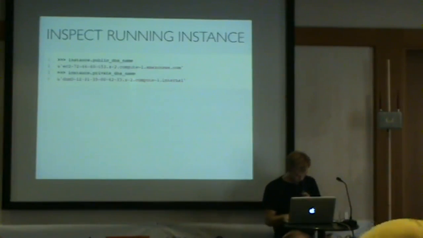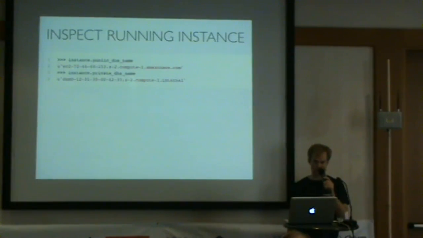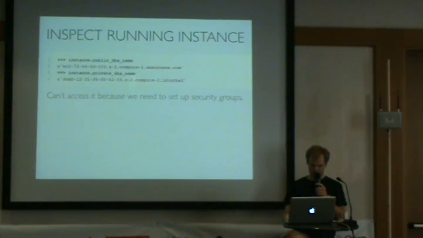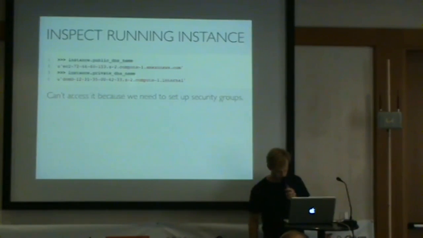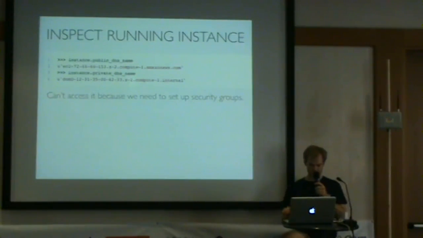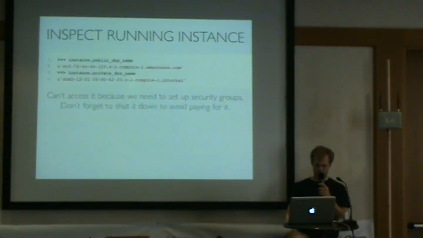Okay, so once the machine is running, you can inspect it. You can find out its public DNS name. You can also find its private DNS name. At this point, we still can't access this machine because all the ports are closed. By default, the machine doesn't have any ports open. So we have to set up security groups, which I'm going to show you in just a sec.